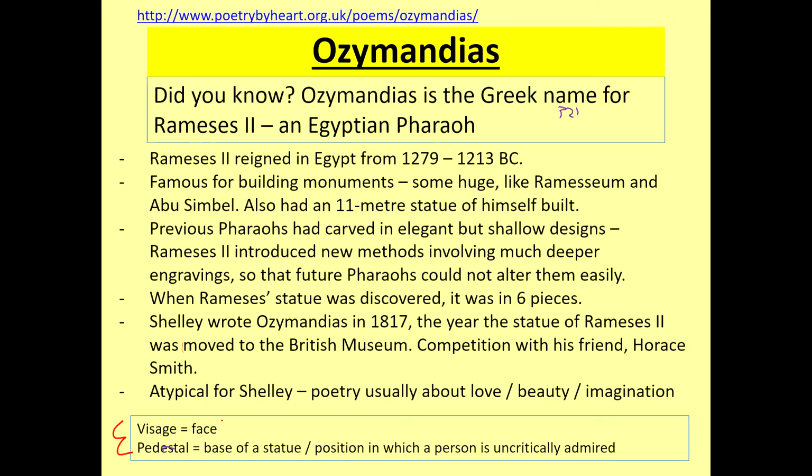Visage, meaning face, and pedestal is the base of a statue or position in which a person is uncritically admired. You must have heard the phrase putting somebody on a pedestal, making them seem better than they are. Okay, that's what that comes from. So go ahead and pause the video and pick any 3 of these points that you think I need to know. Okay, I'm going to assume that you've done that and then come back, and that's fabulous, well done.